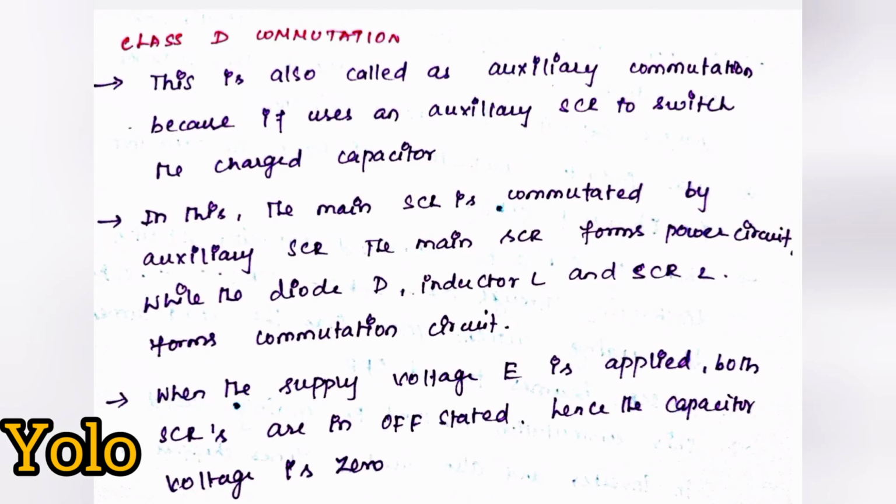Next one, class D commutation. This is also called auxiliary commutation because it uses an auxiliary SCR to switch the charged capacitor. So in this, the main SCR is commutated by the auxiliary SCR. The main SCR forms the power circuit, while the diode D, inductor L and SCR2 form the commutation circuit. When the supply voltage E is applied, both the SCRs are in off state. Hence, the capacitor voltage is 0.